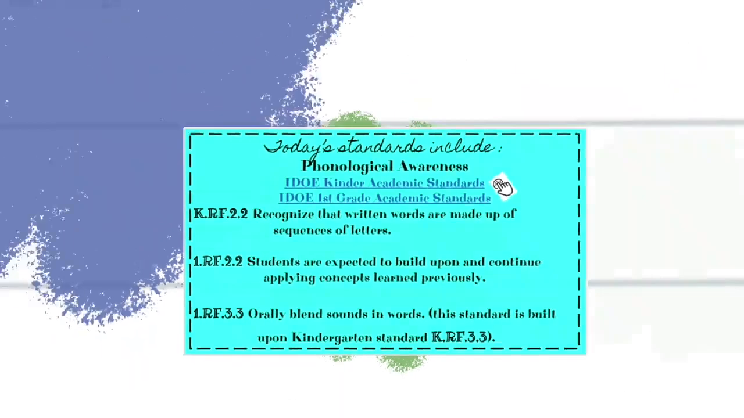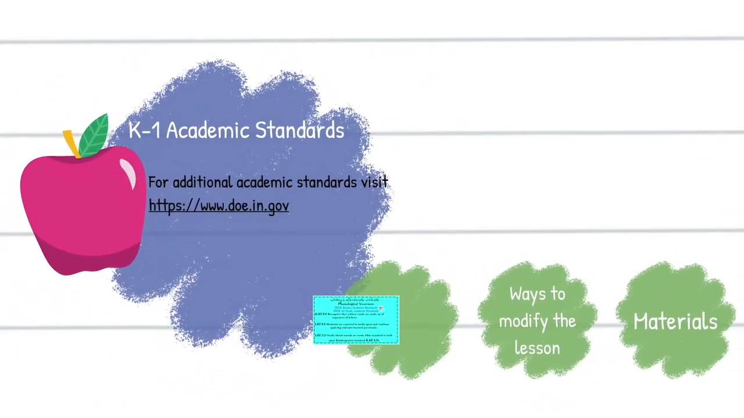If you are interested in looking at additional grade level specific academic standards, you can visit the doe.in.gov website listed here for additional standards for kindergarten and first grade, as well as other content areas, including all grade levels.